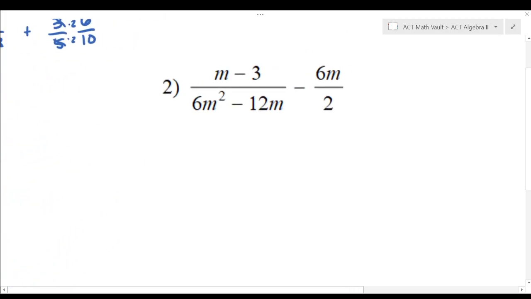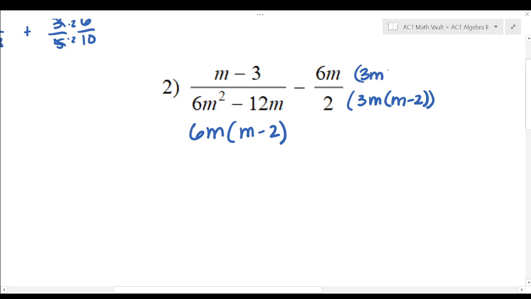Next up is subtracting. We have to be careful. Now, what's the common denominator? Okay, gosh, we have a 2, and then this you can take out a 6m, we have m minus 2. What in the world would be the common denominator? Well, over here, what we could do is multiply this by a 3m times the m minus 2. 3m, m minus 2. And now our common denominator would be that 6m times the quantity m minus 2.